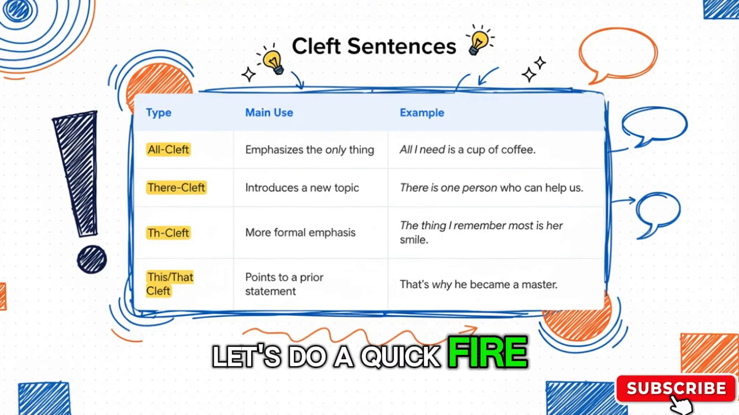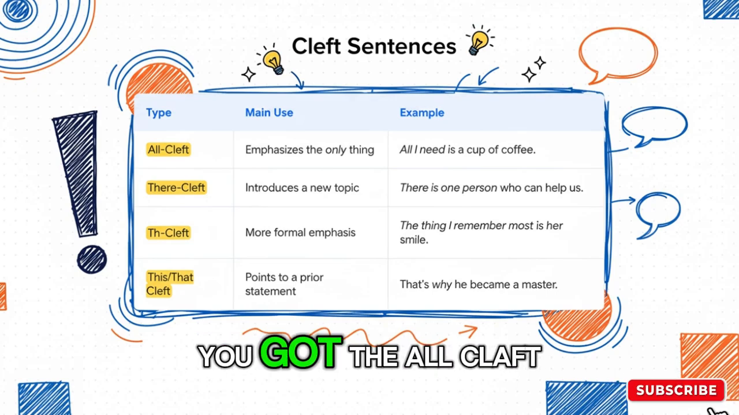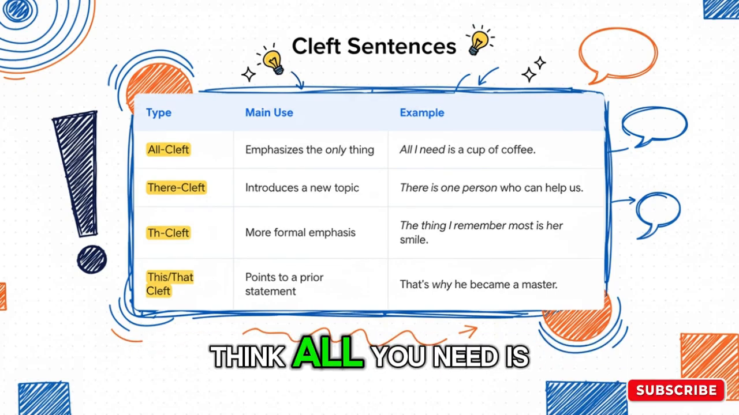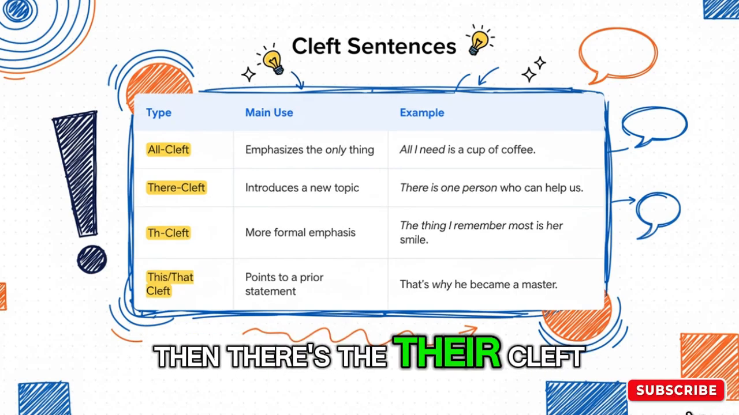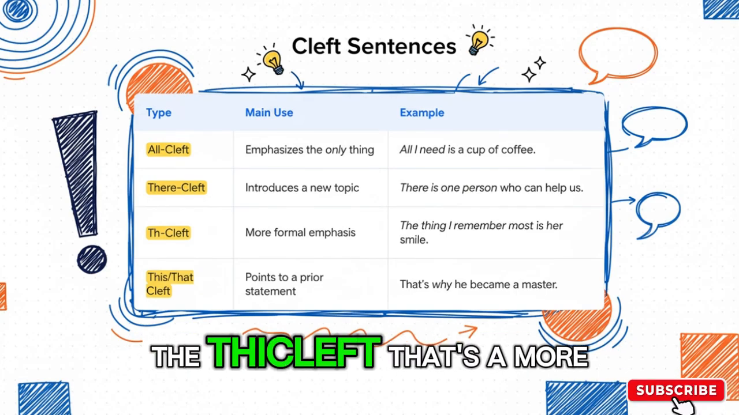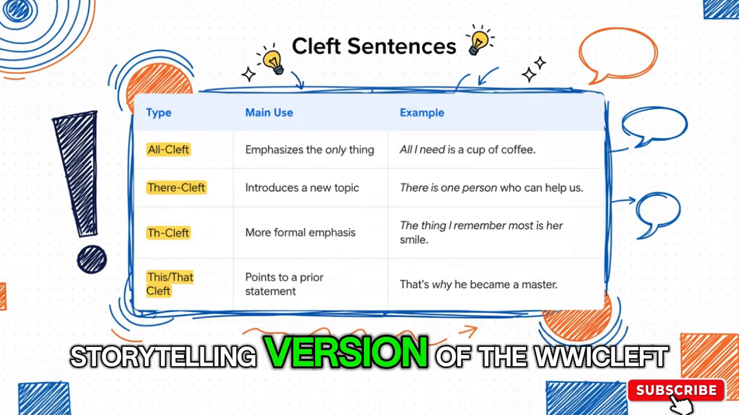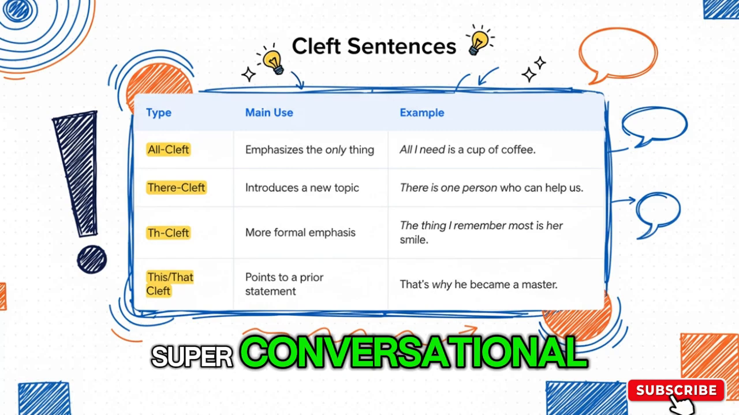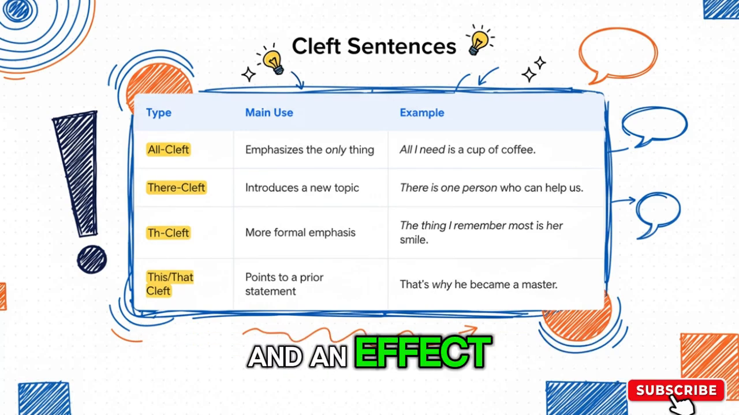Okay, let's do a quick fire round to fill out your toolkit. You've got the all-cleft, which is perfect for isolating the only thing that matters. Think all you need is love. Then there's the there-cleft, which introduces a new topic with a little bit of drama. The the-cleft, that's a more formal storytelling version of the it-cleft. And finally, the this-that cleft, super conversational, perfect for linking a cause and an effect.